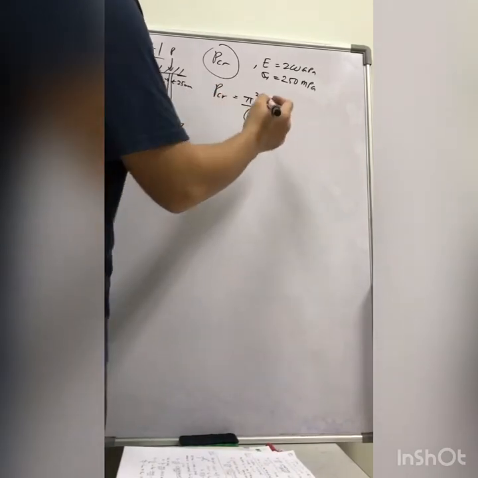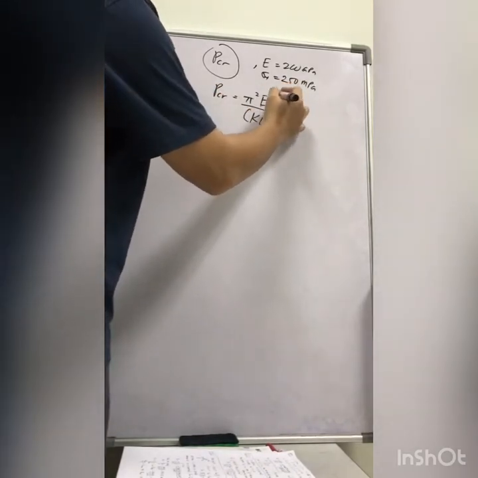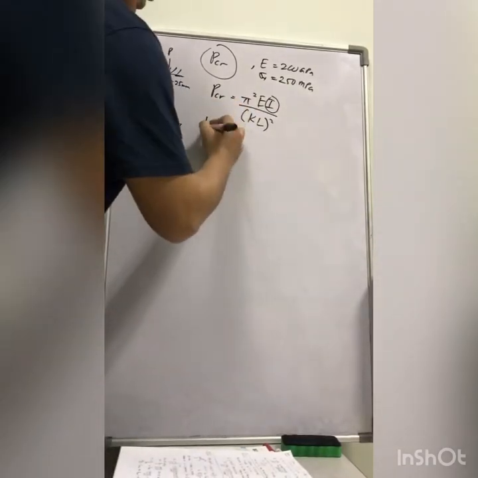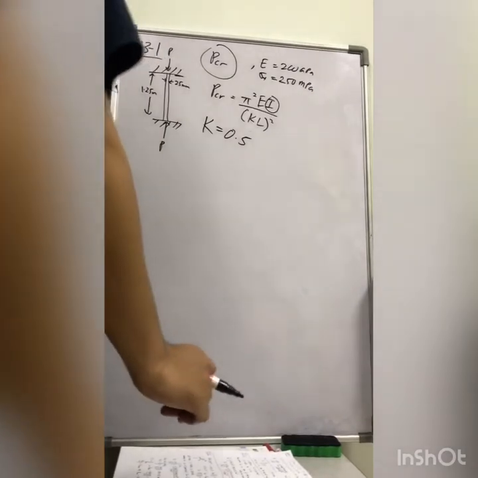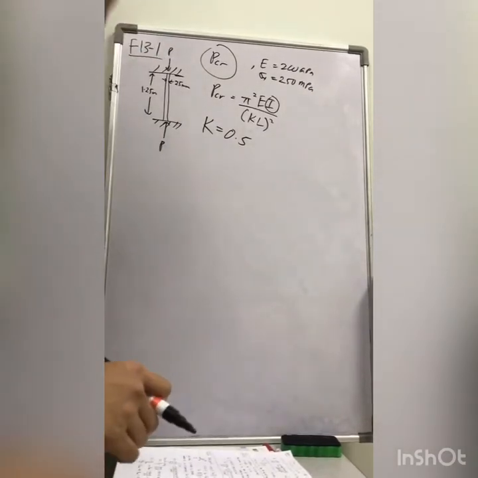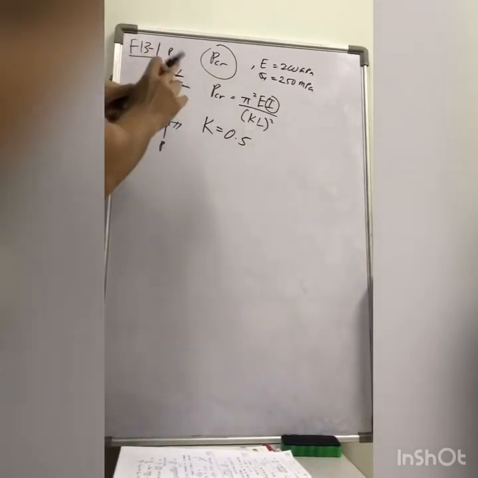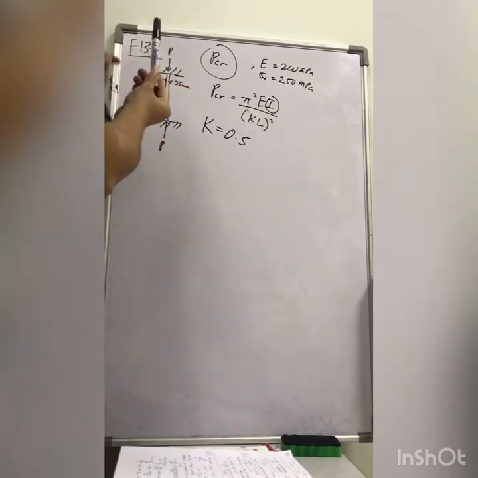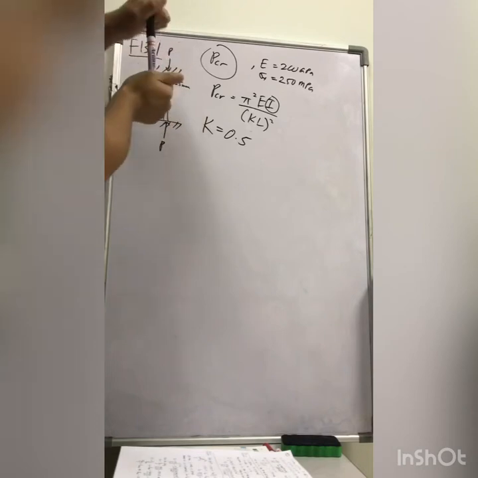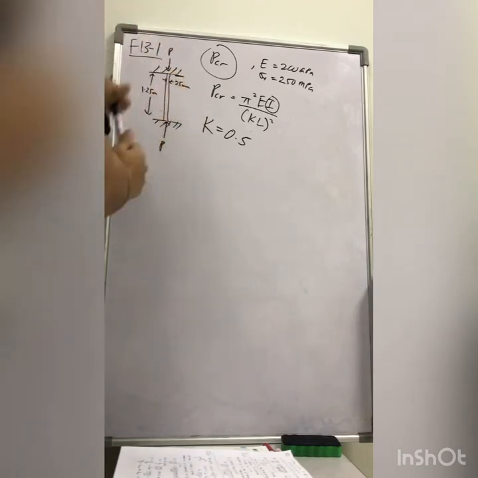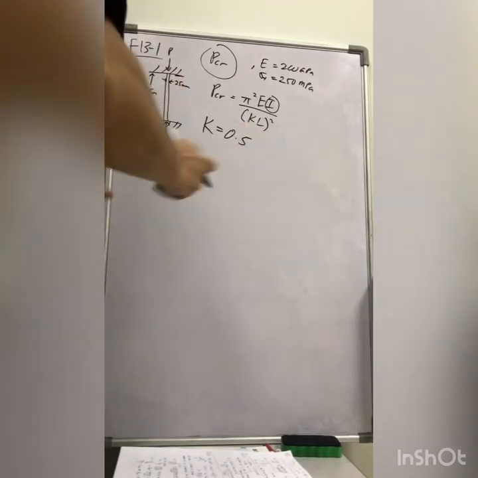So how to do this? You need to find your I. Here your K is 0.5, half. Why? Because of the condition of the support: at one end it is fixed, and at the other end it is fixed, which means fixed ends. So the K is 0.5.